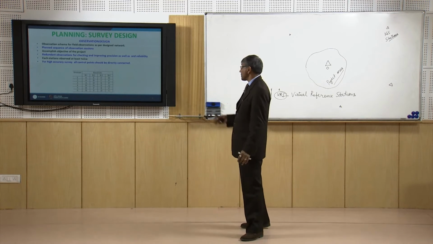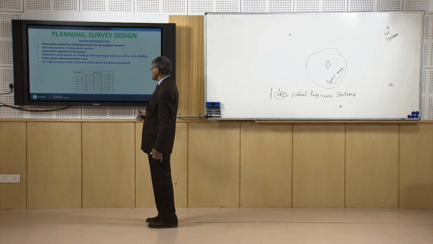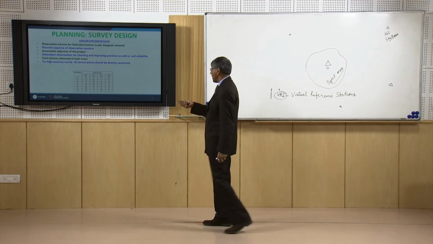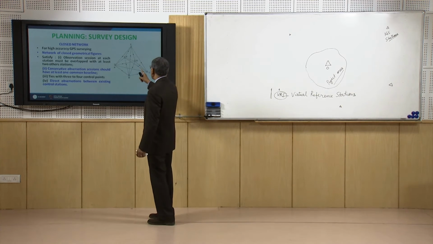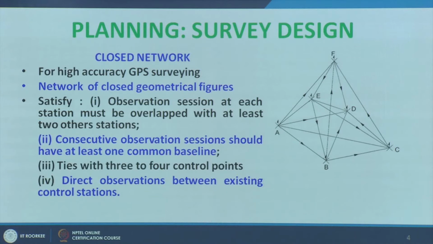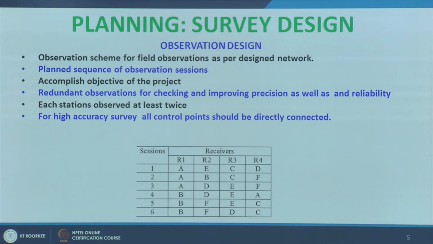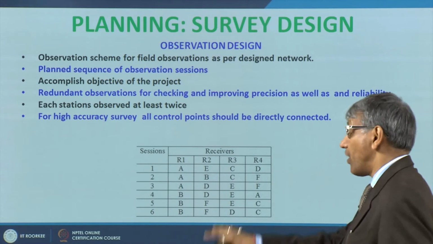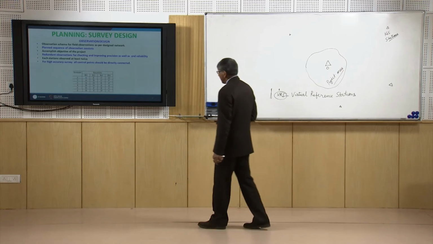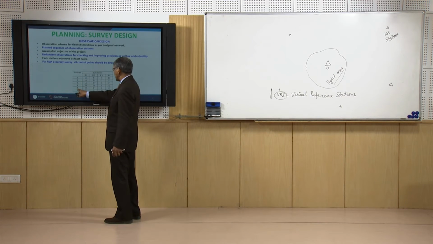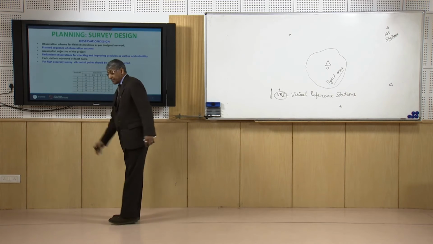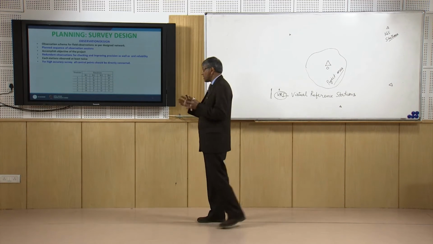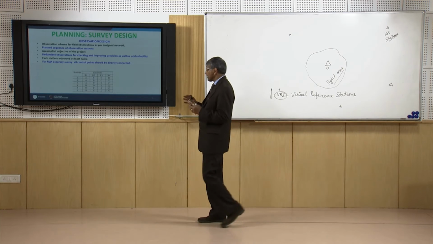What is the sequence in which the different receivers have to be placed? In this scheme I have shown A, B, C, D, E, F, which means we have 6 stations and 4 receivers. So how should we go about taking the observation? Here you can see that we are taking the observation in different sessions.